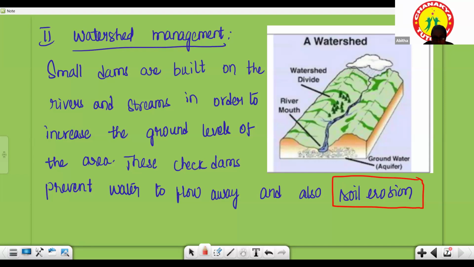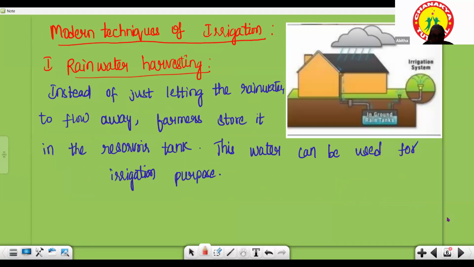Understand about watershed management. In the recent techniques, in the modern techniques, we have discussed two. One is the rainwater storing method, that is, the rainwater harvesting method, where rainwater is stored for future use. Instead of wasting the rainwater, farmers are storing it and using it for irrigation purposes when scarcity of water arises.